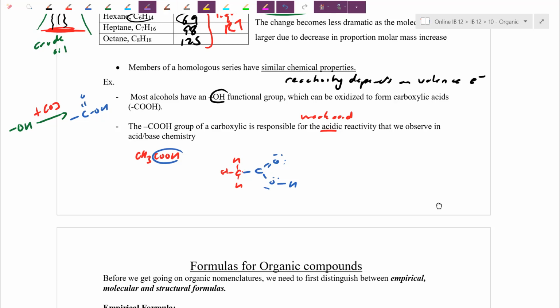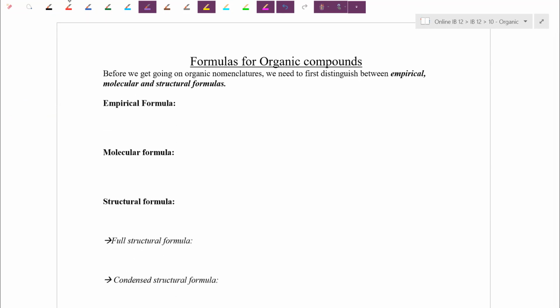Okay, so on to the next slide. As we start looking at different organic compounds, there are many ways we can represent them. We can show the empirical structure, right? Empirical, we learned last year. This is the simplest whole number ratio. Not super useful for our organic chemistry because an organic molecule may be a multiple of the empirical unit. Sometimes the simplifying isn't helpful.